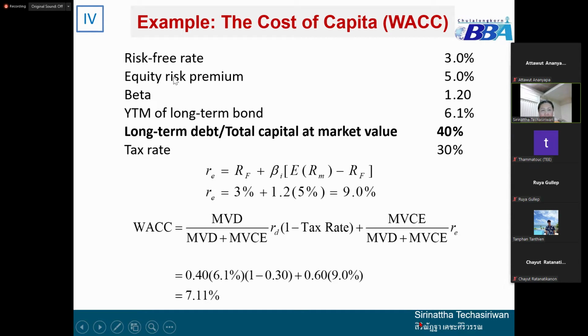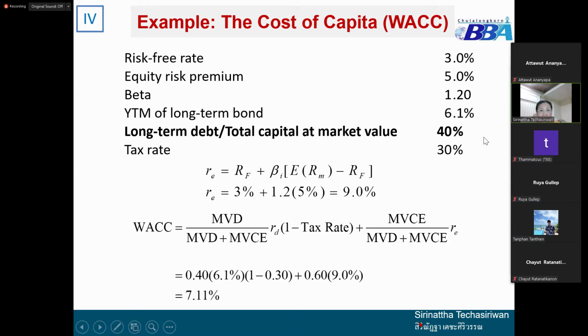So you have risk-free rate, equity risk premium, beta. With this, you can use CAPM to come up with the cost of equity. And you have yield to maturity of long-term bonds. So this is the cost of debt. And they already give you the long-term debt to capital at market value. So this is the market value weight. So debt to total capital, it is 40%. So equity weight, it is the remaining 60%.